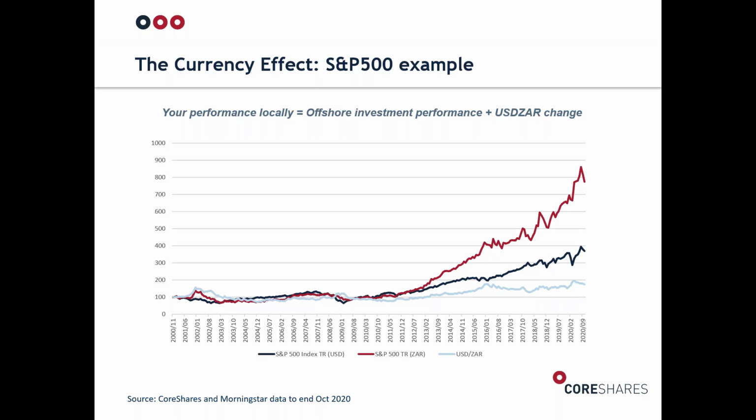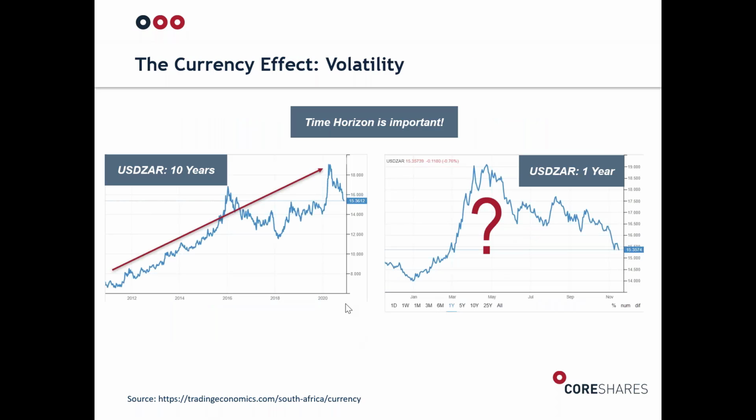Keep in mind that this is the long-term view. As you can see, these lines are very ziggy and zaggy. So I want to also show you how that looks over shorter time horizons. The rand is an incredibly volatile currency, so you need to understand that you're going to be exposed to that. On the left here, you can see the rand versus the US dollar over 10 years.